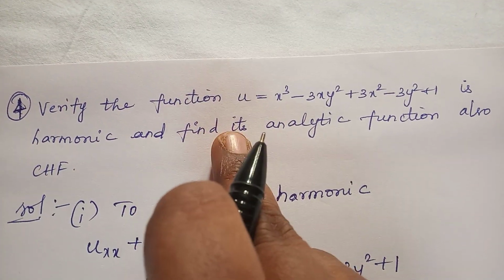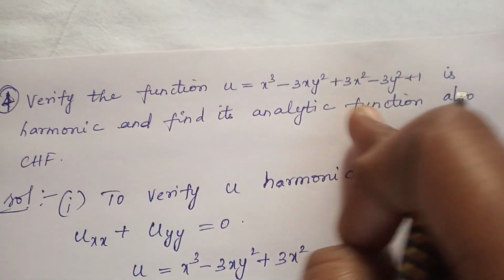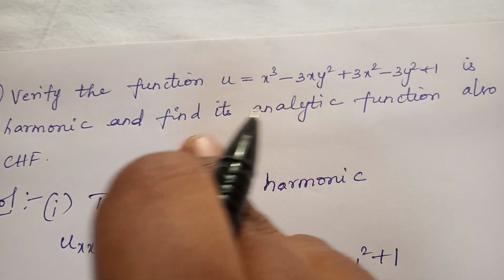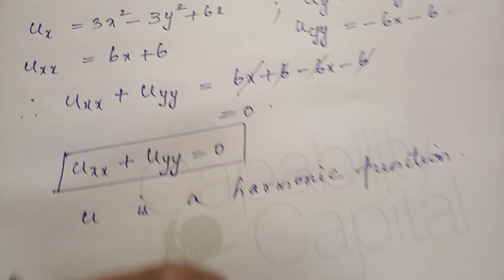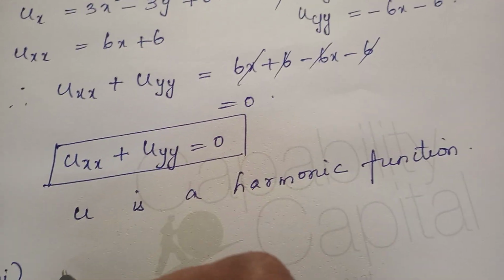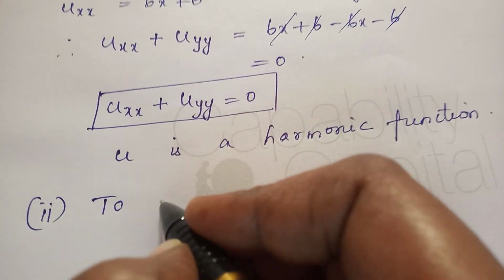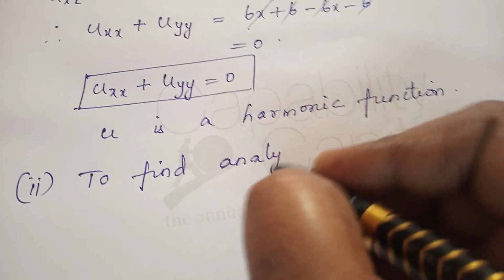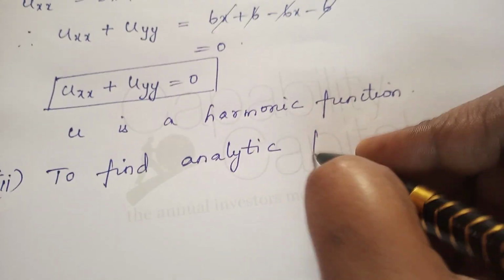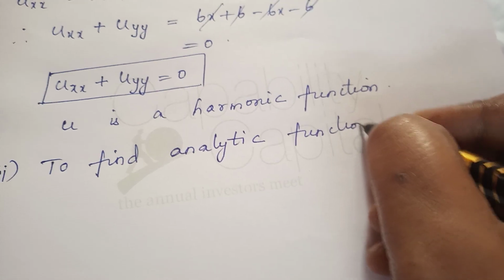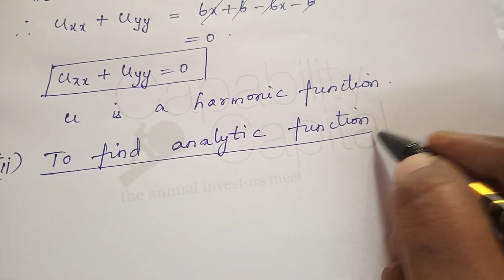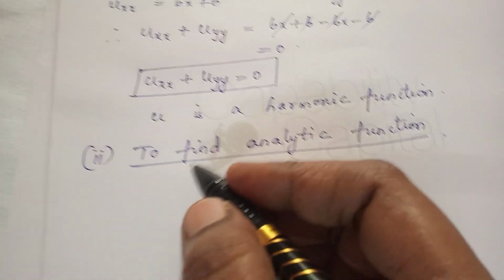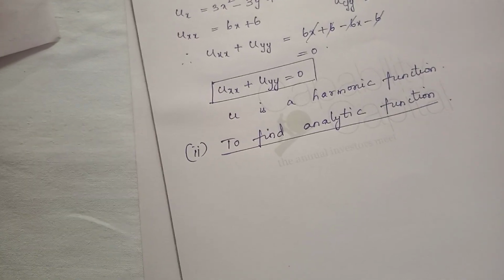Next you are asked to find its analytic function. When u is given, you are asked to find the analytic function f of z. This is the second part of our question. For this I have told the formula already. When u is given, and similarly when v is given, I have given a formula.